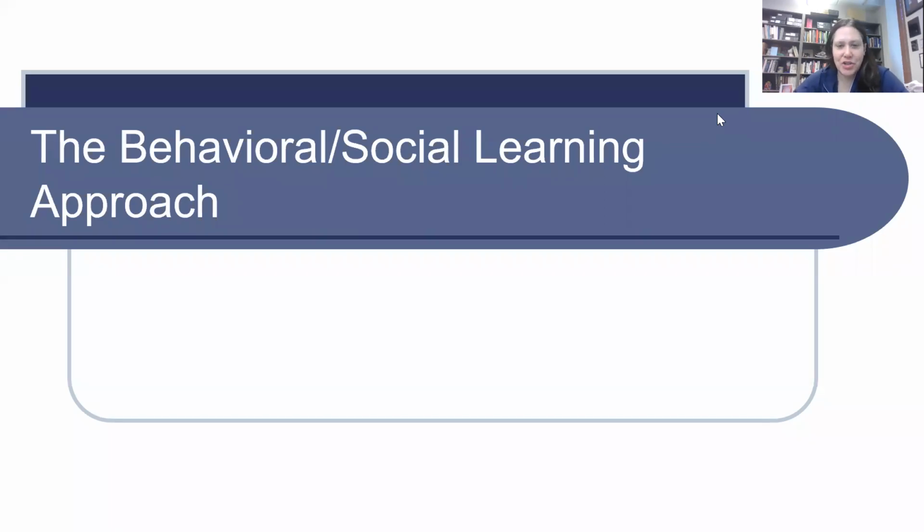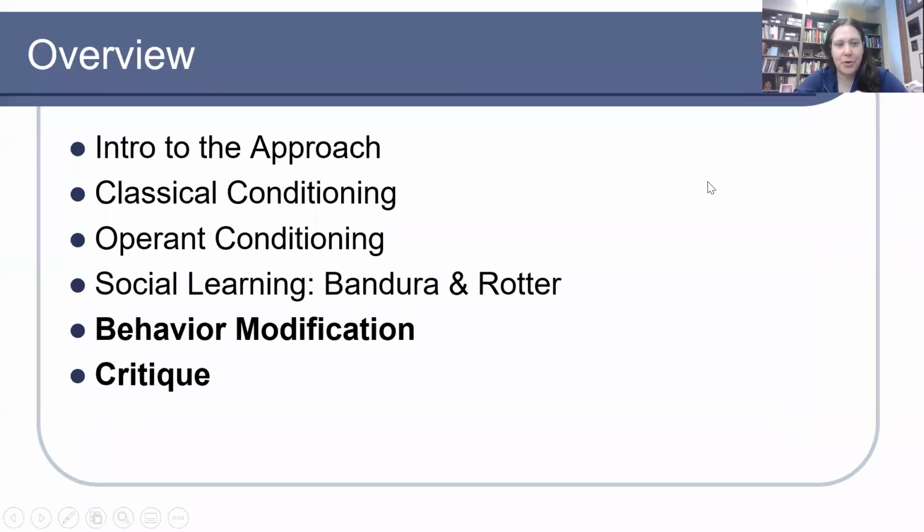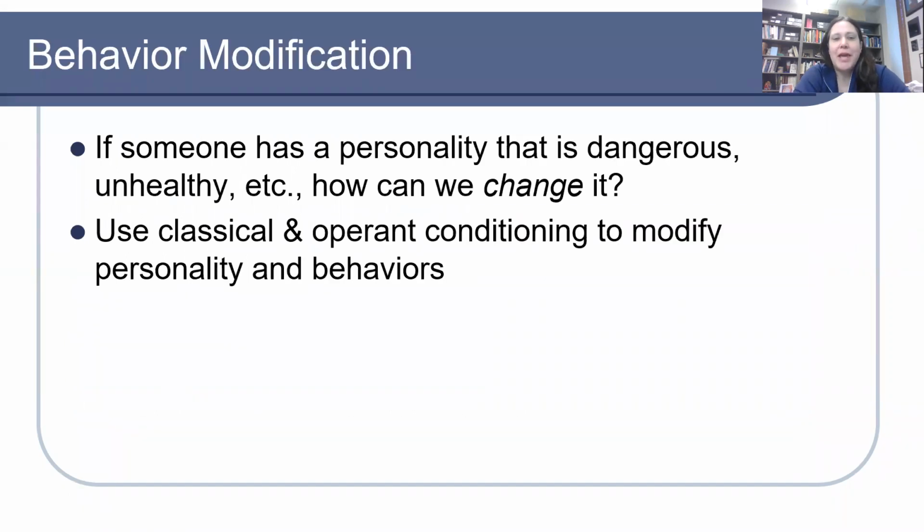Our last mini lecture on the behavioral or social learning approach is going to talk about how we can use this to actually change our behavior, and then a quick critique of the approach. So behavior modification is the general idea that if you don't like something about your personality, you can change it using classical or operant conditioning or even potentially social learning.